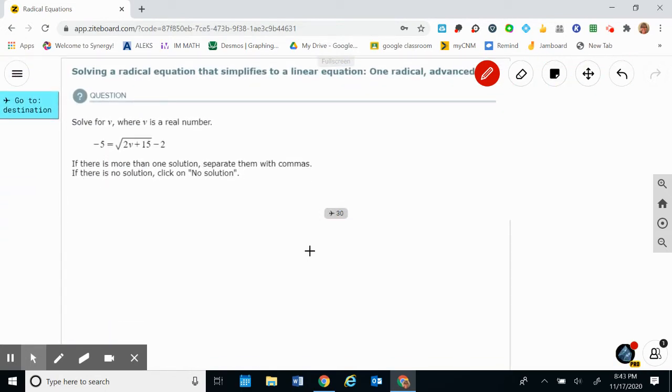Take a look at this one. Again, we want to isolate this radical. So we're going to add 2 to both sides. So we get negative 3 is equal to the square root of 2v plus 15. Now think about this. Can you have a square root equal to a negative number? And the answer to that is a big fat no. So this is no solution. You do have to notice that.